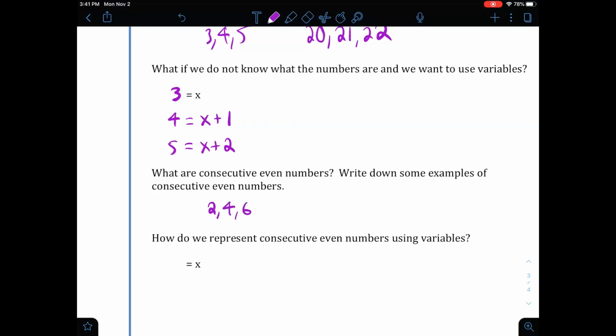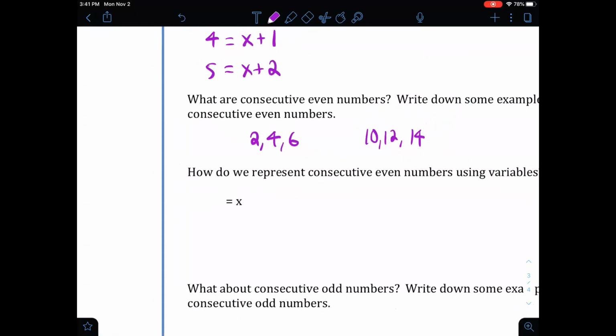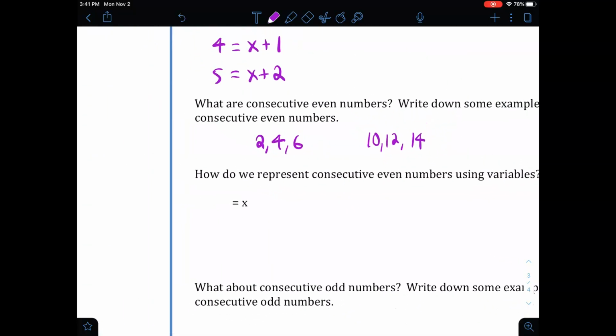2, 4, and 6, or 10, 12, and 14. Those are consecutive even numbers, in a row and even. Same thing, we're looking for a pattern here. I'm going to call x 10. I have to figure out the rest, because we're going to be using a pattern to figure out numbers, like from algebra, basically.